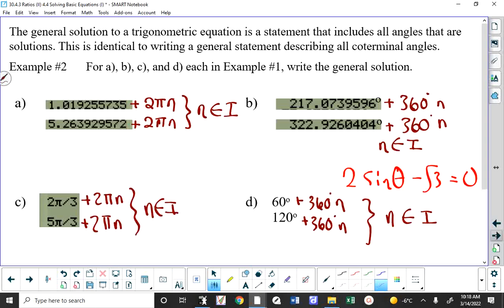Where n is an element of the integer number set. And that, again, the integer number set are all of the positive and negative natural numbers, so that includes full revolutions in a positive and negative direction. The integers also include 0, which would mean it would also include these specific solutions from 0 to 2 pi that we got.